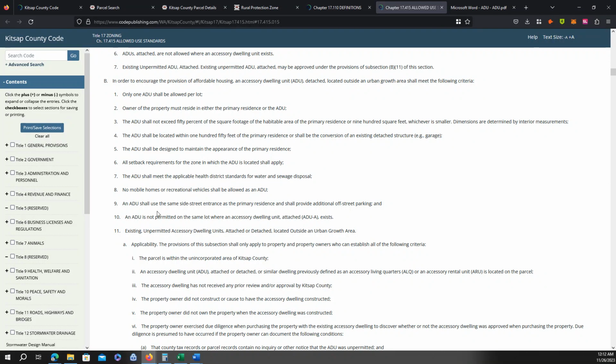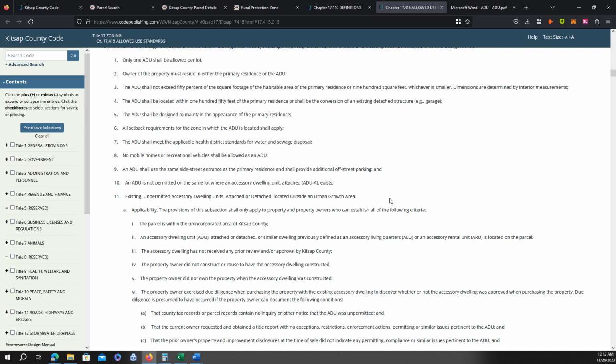Again, if you apply for these permits and you don't have that health clearance from the Kitsap Health District, they're probably going to return the permit to you and ask you to supply that for them. Okay. 8. No mobile homes or recreational vehicles shall be allowed as an ADU. Now, you can use manufactured homes, right? They just have to meet all the criteria for the size and all that.